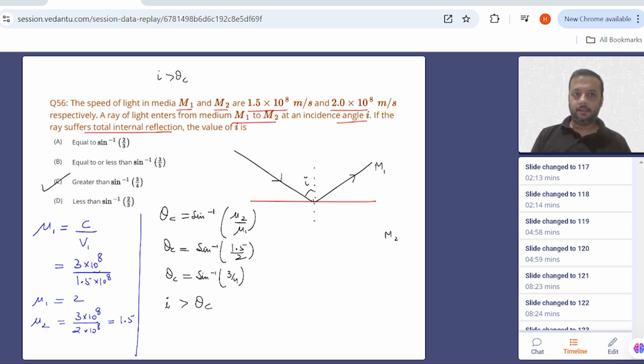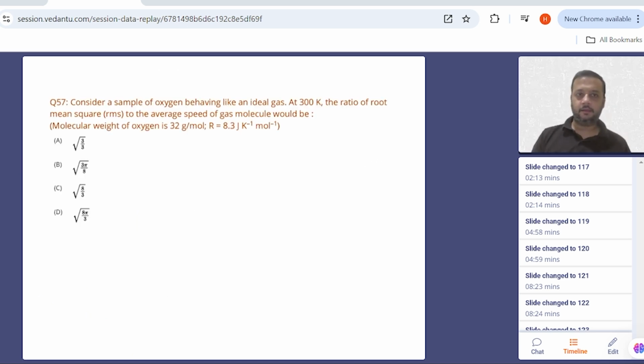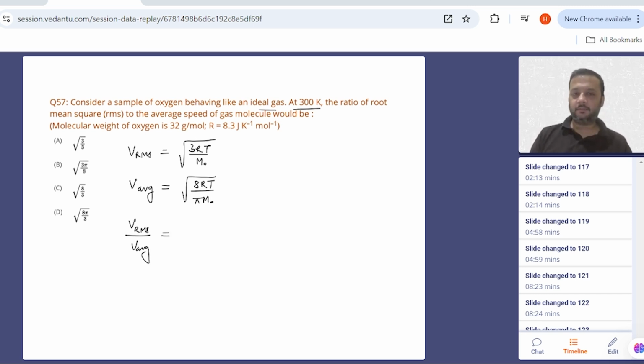Okay. Let us look at the next question. Consider the sample of oxygen behaving like an ideal gas. At 300 Kelvin, find the ratio of RMS speed to the average speed of the gas molecule. A very easy question. We know that RMS speed of a gas molecule is given by under root of 3 RT by m naught, where T is the temperature in Kelvin and m naught is the molar weight. Similarly, average speed is given by under root of 8 RT by pi m naught. So we just have to take the ratio of RMS to average. If you take the ratio of RMS to average, you can see that RT by m naught will get cancelled because it is appearing in both the relations.